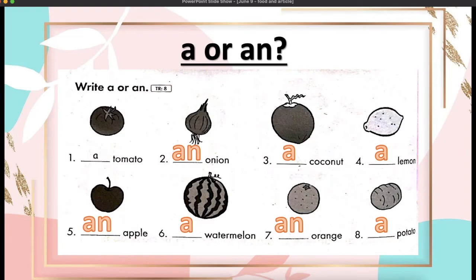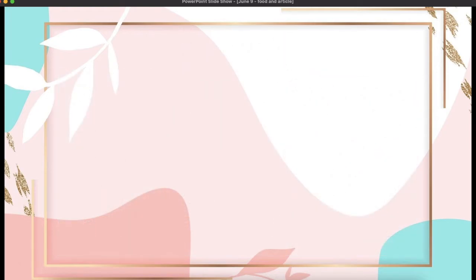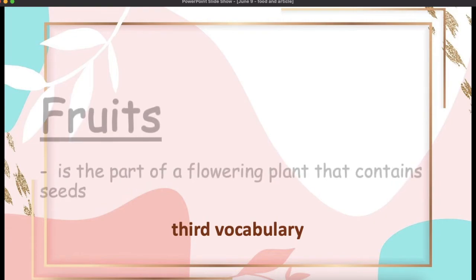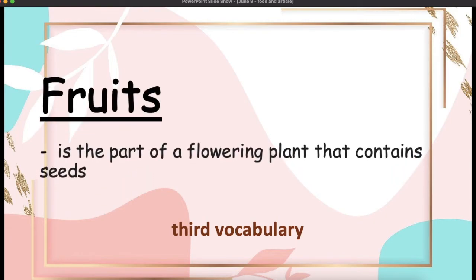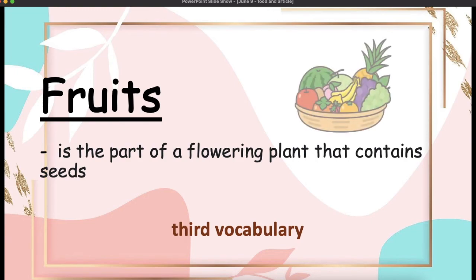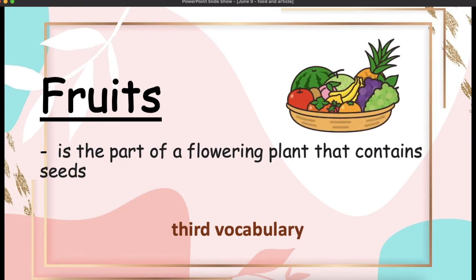I hope you can still remember all the things that we are talking about. And now let's move forward to our third vocabulary. Fruits. It is the part of a flowering plant that contains seed. Examples are pineapple, watermelon, apple, banana, oranges, grapes, and so on and so forth.